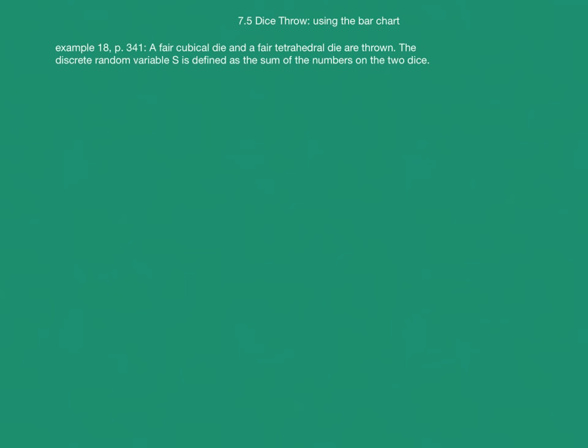We're going to look at an example of how we can use the bar chart to find more advanced probabilities. And we're going to look at an example with throwing dice. And the situation is we have a fair cubical die, right?